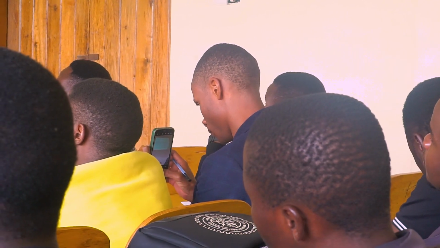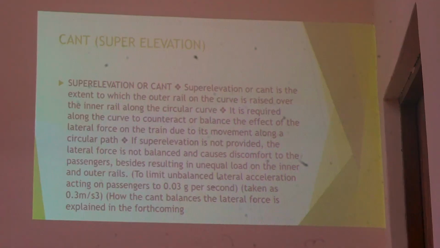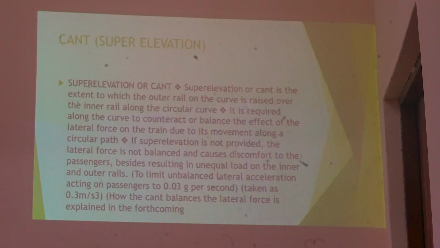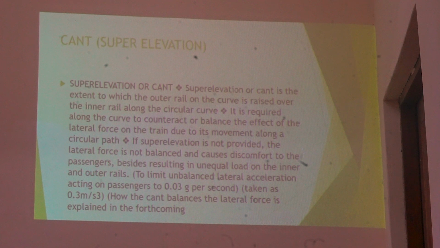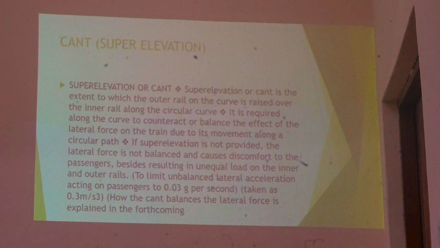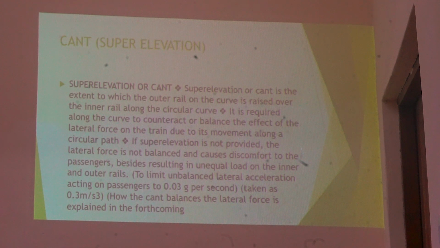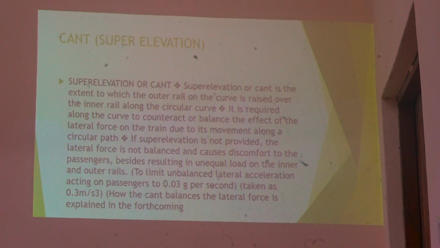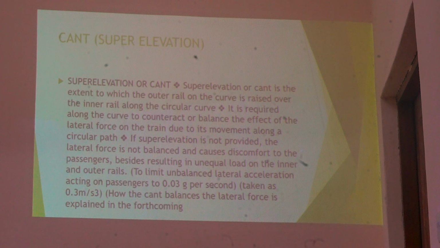There is what we call super elevation, but normally in railway engineering we call it cant. We can call it cant or super elevation. Super elevation or cant is the extent to which the outer rail on the curve is raised over the inner rail along the circular curve. It is required along the curve to counteract or balance the effect of lateral forces on the train due to its movement along a circular curve.